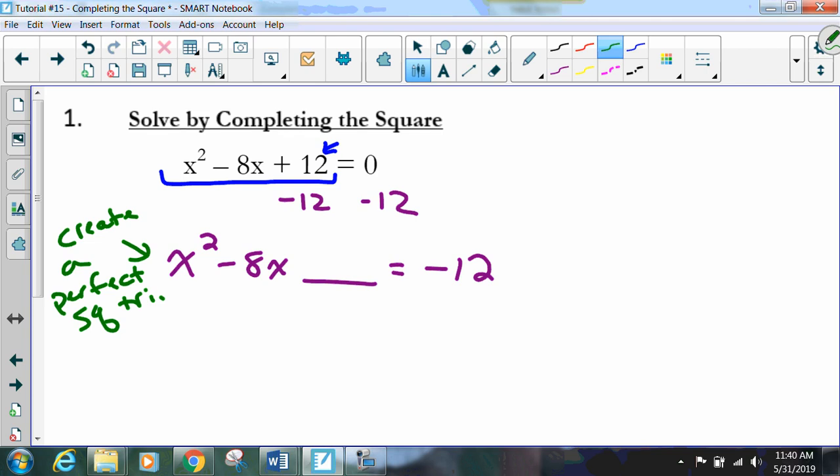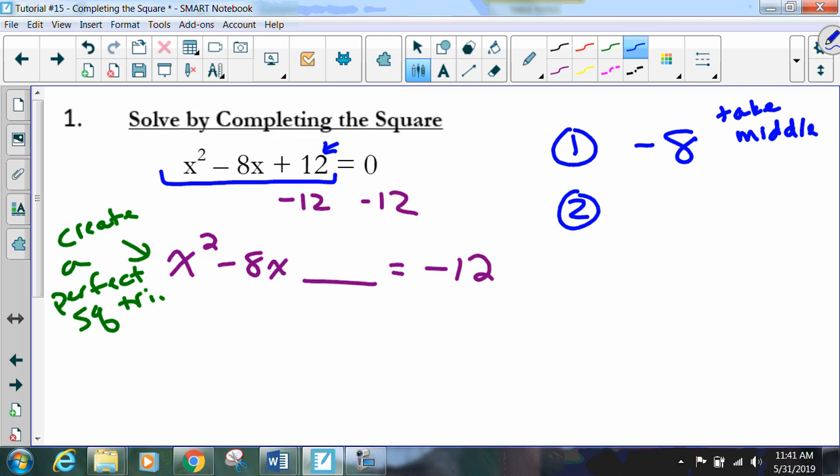And step one is always take the middle term. So we're going to take that middle term, -8. Step two, so if you want to write down any steps, step one is take the middle term's coefficient. I'm running out of space. Okay, so always going to look at the middle term's coefficient, that's -8. Step two is we're going to divide it by 2.